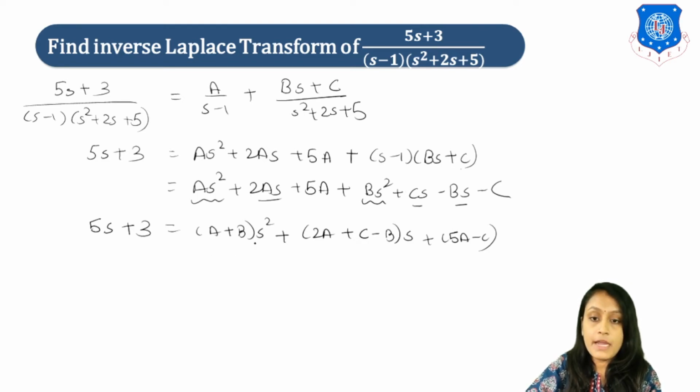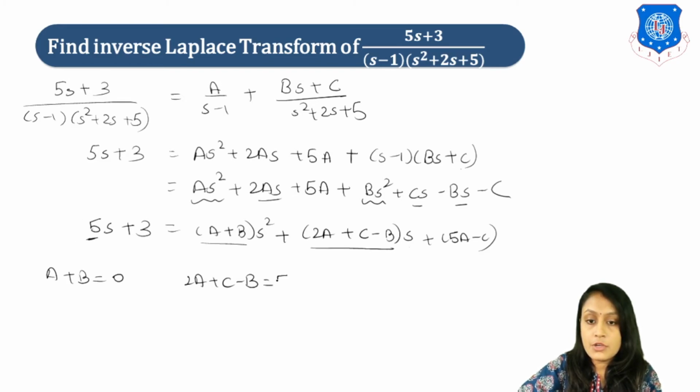Now what we will do, we'll compare the coefficient of s square, s and constant. Now you can see on the left hand side we don't have s square. So the coefficient of s square is 0. So from this we will get a plus b is equal to 0. Next, the coefficient of s over here is 2a plus c minus b, and this is equal to what is the coefficient of s over here? 5. So here we have 5, and at last the constant, that is 5a minus c is equal to what? 3. Clear? Now what we have to do is simplify these 3 equations and find the values of a, b and c.